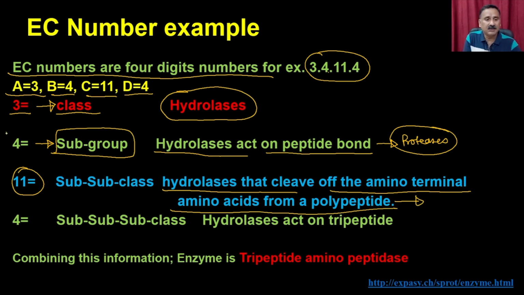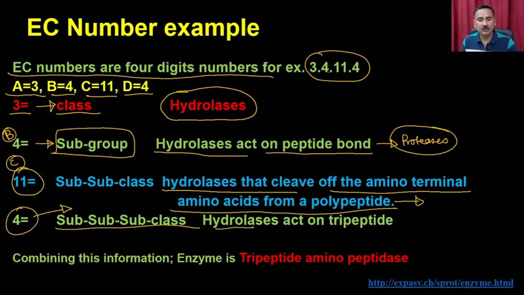So what you see here is that from the B and from the C, we are getting the information about the type of reaction it is catalyzing. First, it is a hydrolase which acts on the peptide bond. The second is that it is going to work from the amino terminal side of the substrate. And then the number 4 is going to give you the information about the subclass, and that is the hydrolases which act on the tripeptide. So this actually gives you the information about the substrates.